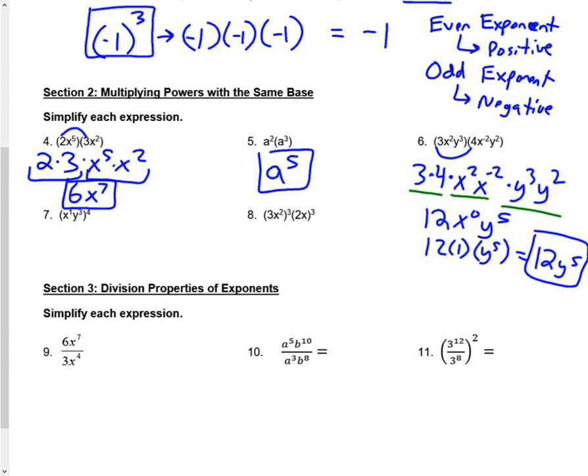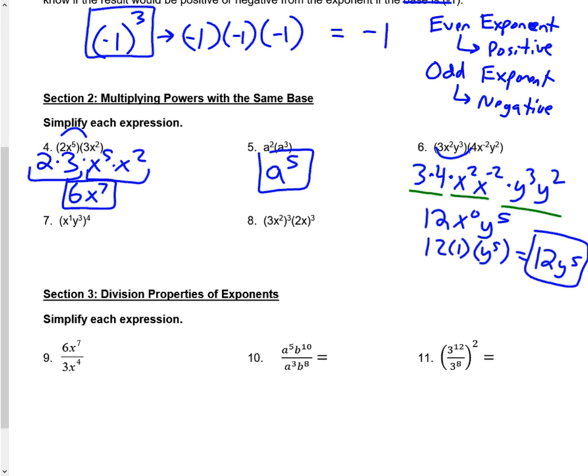7 and 8, we've got something else going on here in number 7 and 8. We have exponents outside of the parentheses. So I'm going to use red here. If there's an exponent on the outside, we take it and we distribute it to all of the parts of the inside, all of the different bases.